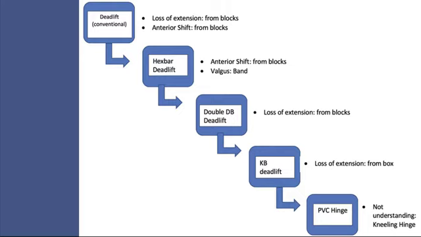And then at the end, I'll show this slide again, and then everything should make the most sense and really come together. So if we start at the top left with the conventional deadlift, and then you move down to the hex bar deadlift, then the double dumbbell deadlift, then the kettlebell deadlift, and then the PVC hinge, that is what we consider a regression. Think about each of those blue boxes as different levels.